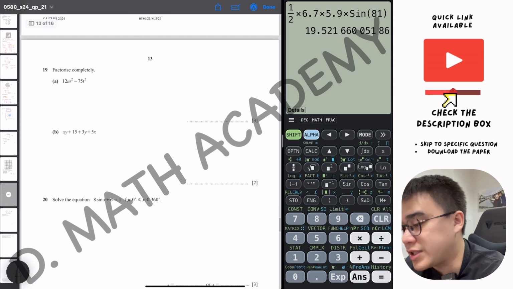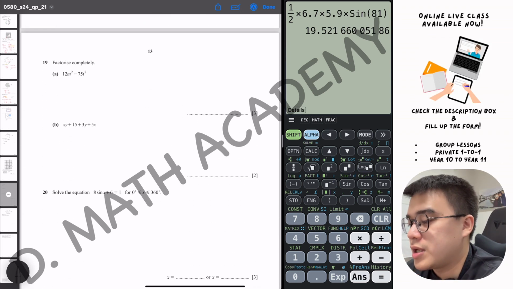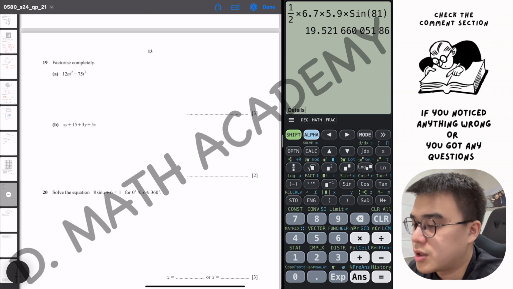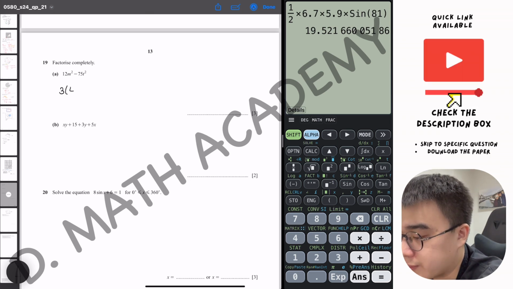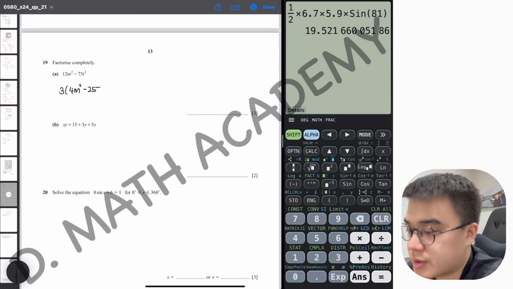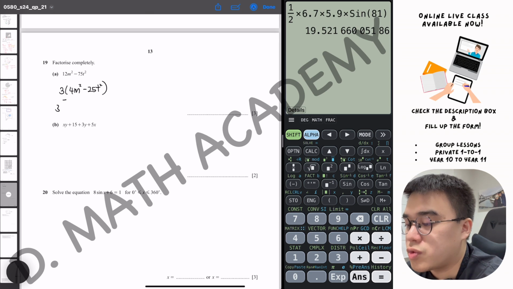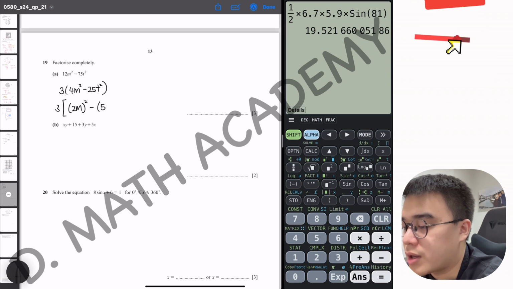Okay, question 19, factorize. So first thing first, there's a 12. That's quite unusual. Okay, I'm going to try to divide them by 3 first, making it 4m squared. If I divide it by 3, okay, I'm correct. The reason why I have to do so is because they wanted you to know that 4 is actually 2 square, and then 25 is actually 5 square.